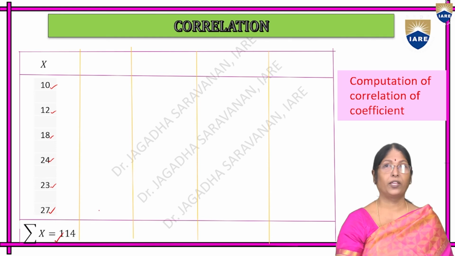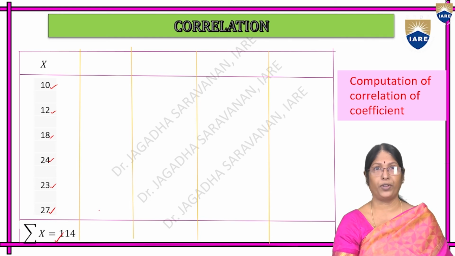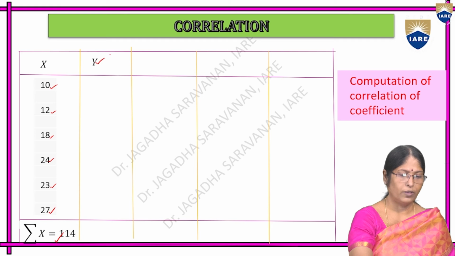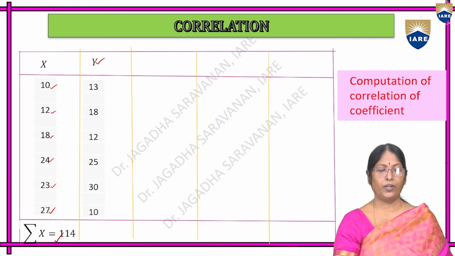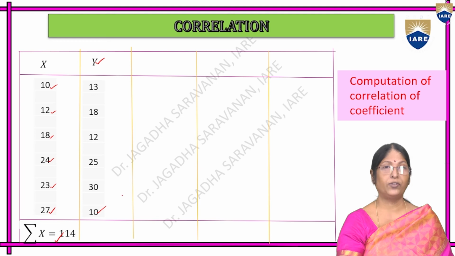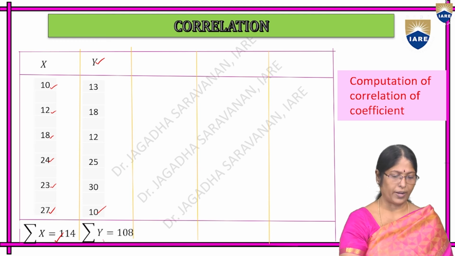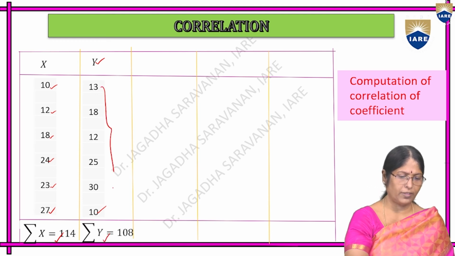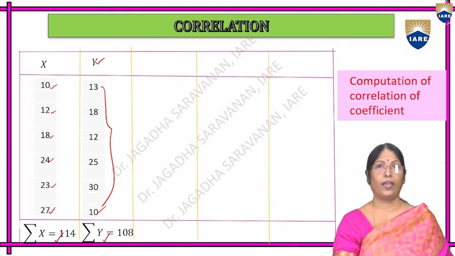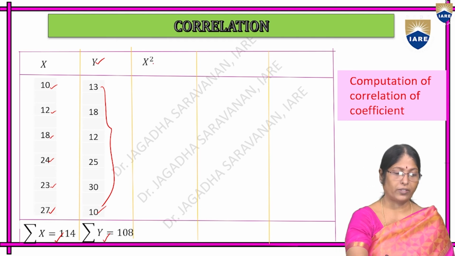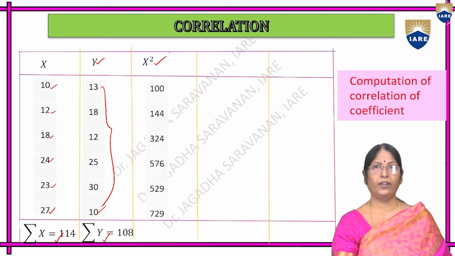Summation x, it's nothing but 114. Now y, the values which are given: 13, 18, 12, 25, 30 and 10. So we are adding the complete data, and we got 108.